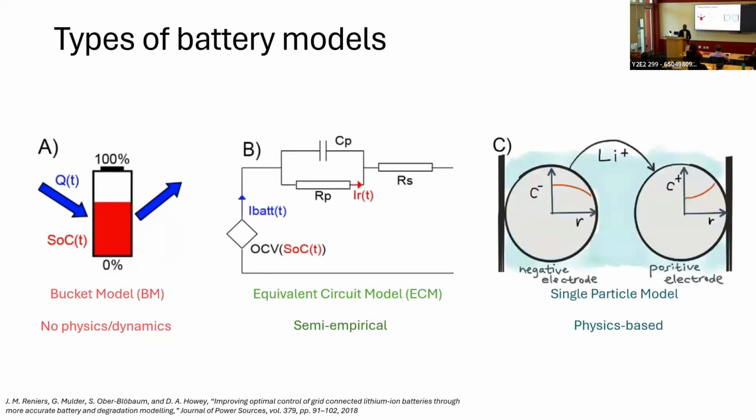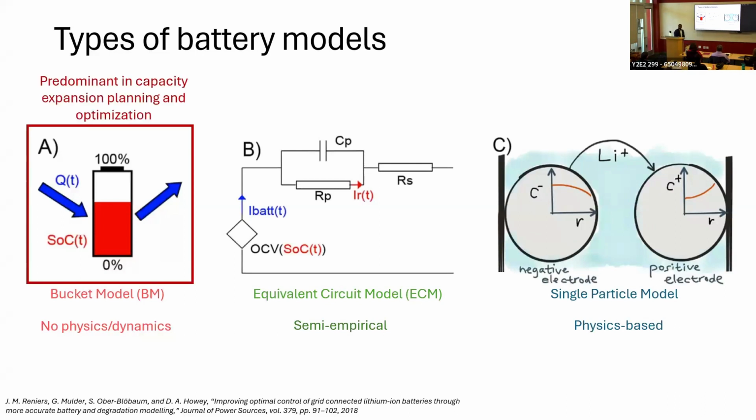And the third one is a physics-based model. This is the simplest version, which is a single particle model. And it tries to capture the exact physics in the battery. So it models the electrodes and the diffusions.